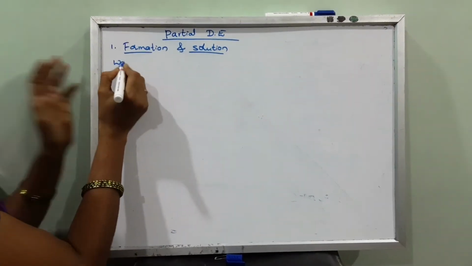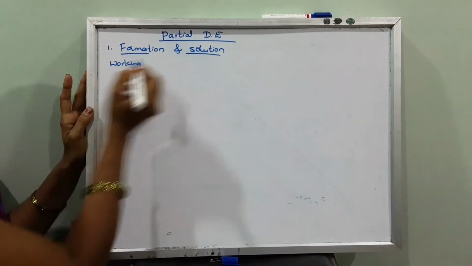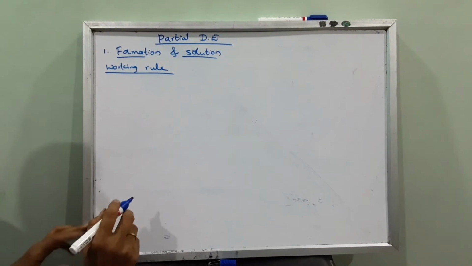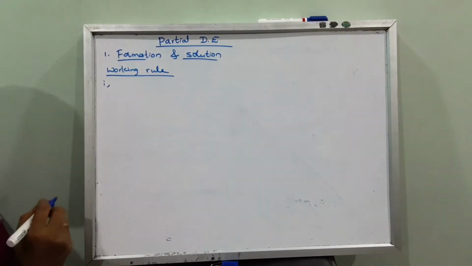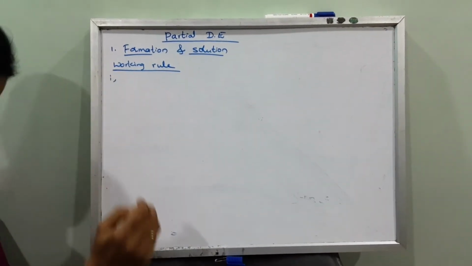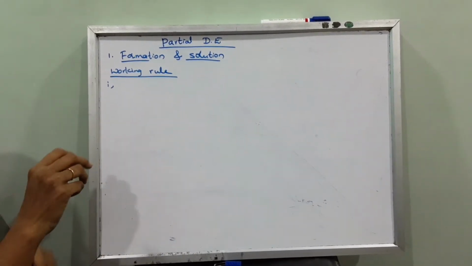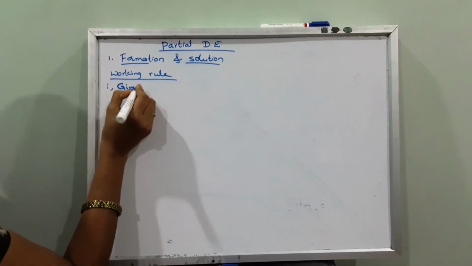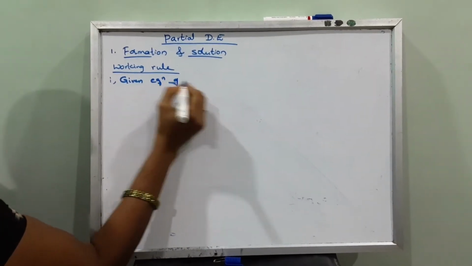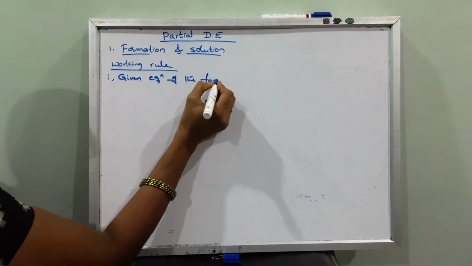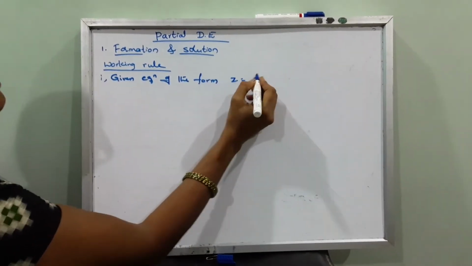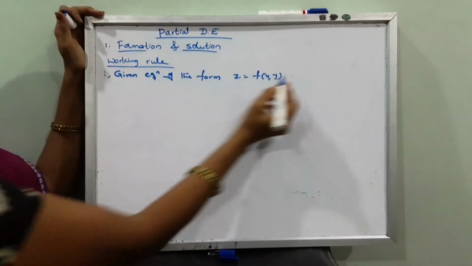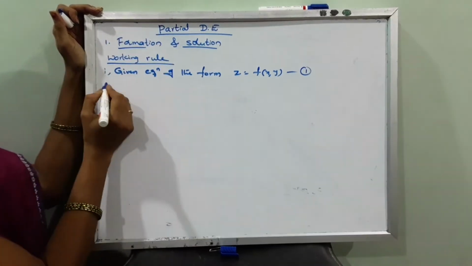Now, the working rule to find the solution of a given equation. Step 1: the given equation is of the form z is equal to f of x comma y. Let us take this as equation 1.